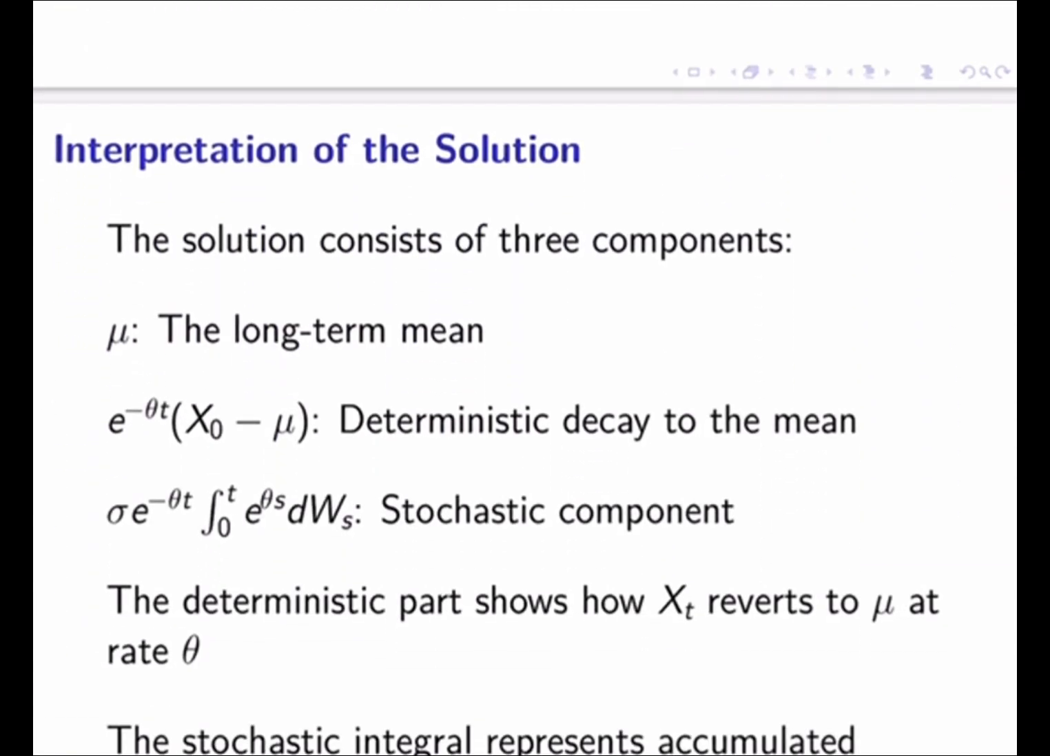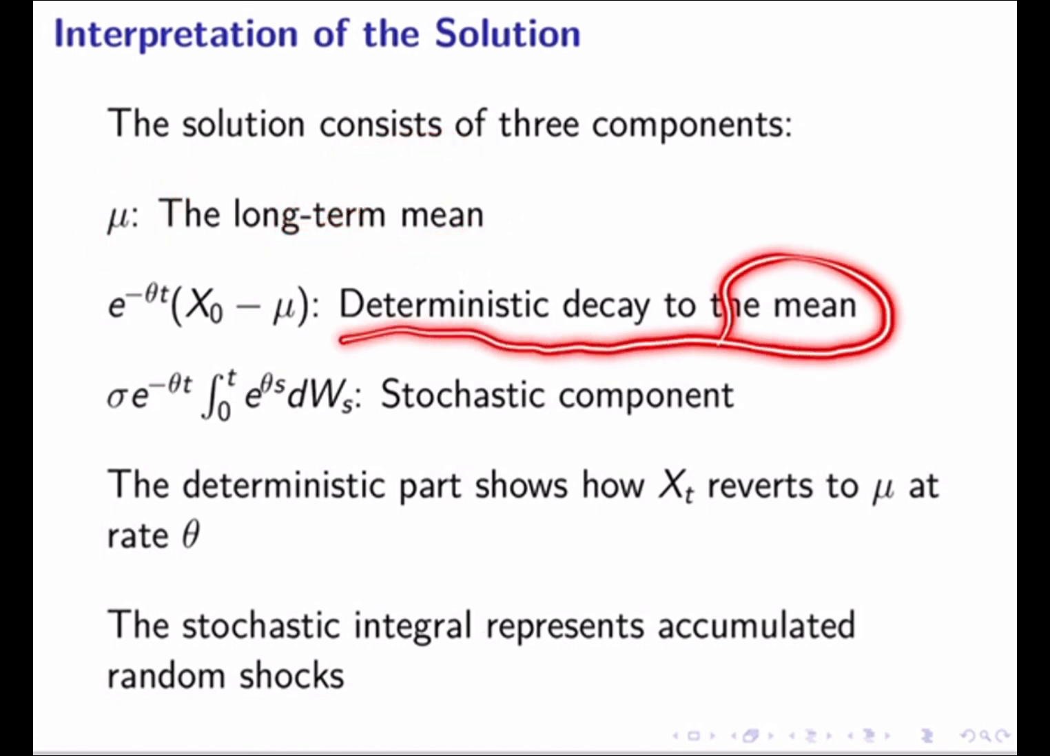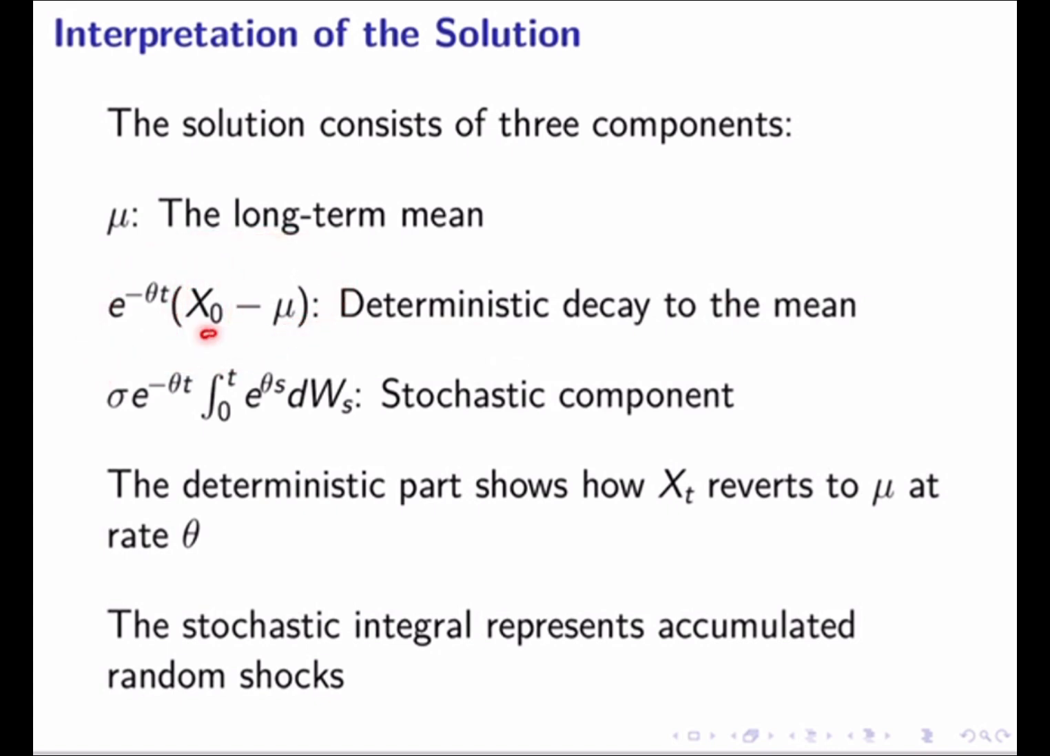So we have solved this problem and seen its properties. The solution consists of three components: the long-run mean mu, the deterministic decay to the mean, which is this part, and the stochastic component. If X0 deviates from mu, this deviation decays with this exponential factor. The deterministic part shows how Xt reverts to mu at rate theta exponentially. The stochastic integral represents the accumulated random shocks, and because of this exponentially decaying factor, the variance of this component has a limit.